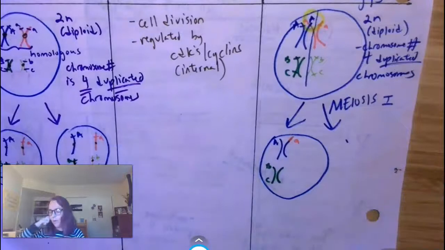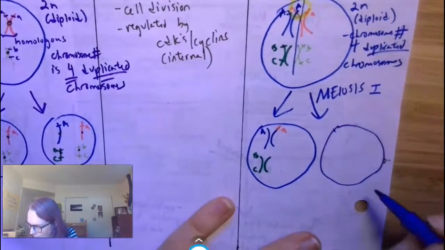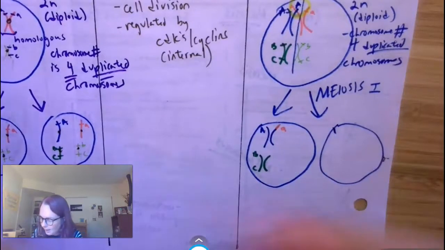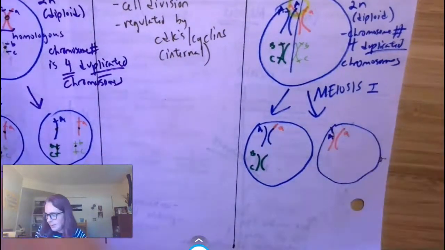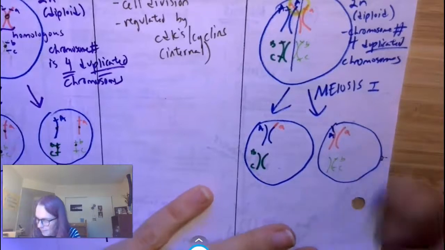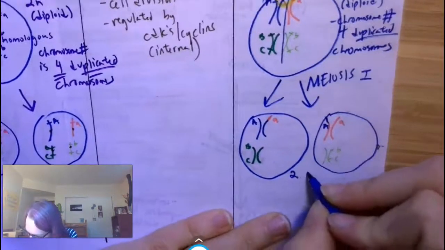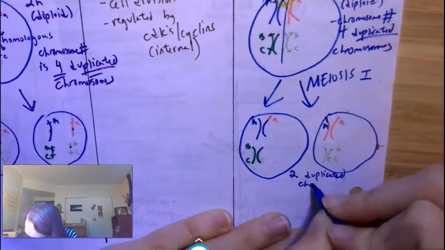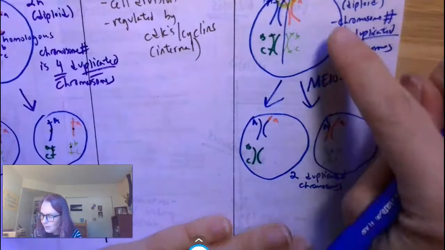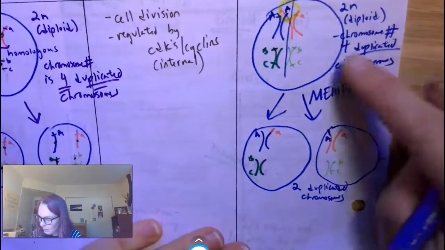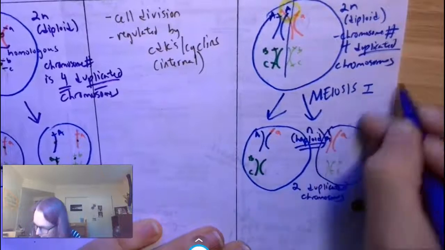Now, crossing over would have occurred on the other chromosome pair too, but it would have taken me too long to draw. Okay, and here's my other cell that I've created at the end of meiosis 1. And again, here's one chromosome, and here is my other chromosome. So now at the end of meiosis 1, I produced 2 cells, and each of them has 2 duplicated chromosomes. So they went from 4 to 2. We went from the full set of chromosomes to half the number of chromosomes. So we went from diploid to haploid. Both of these cells are haploid by the end of meiosis 1.